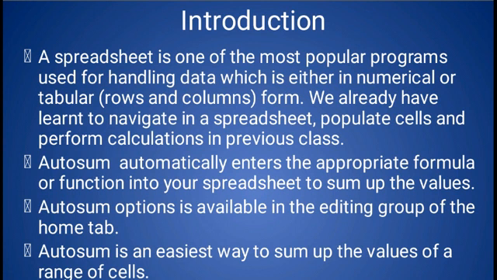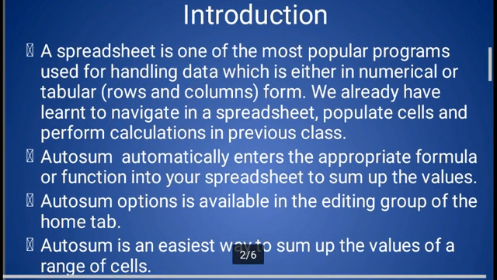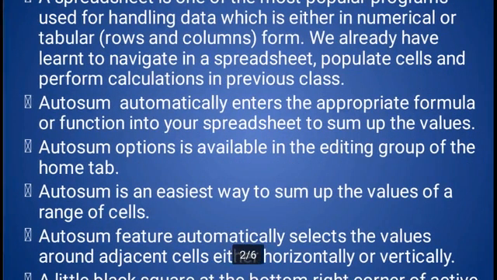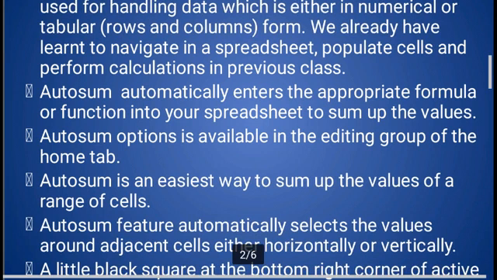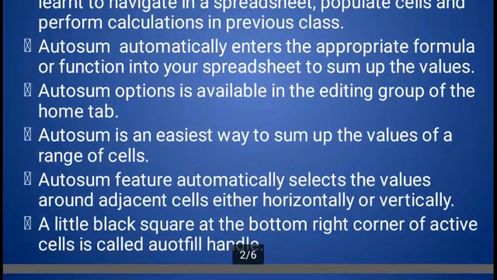So AutoSum automatically enters the appropriate formula or function into your spreadsheet to sum up values. Okay. AutoSum option is available in the editing group of the home tab. Okay, in the home tab, in editing group we can see the AutoSum function. AutoSum is the easiest way to sum up the values of a range of cells. Okay, so we can sum more than one value, because when you want to add values, at least two values are always required for this arithmetic operation.